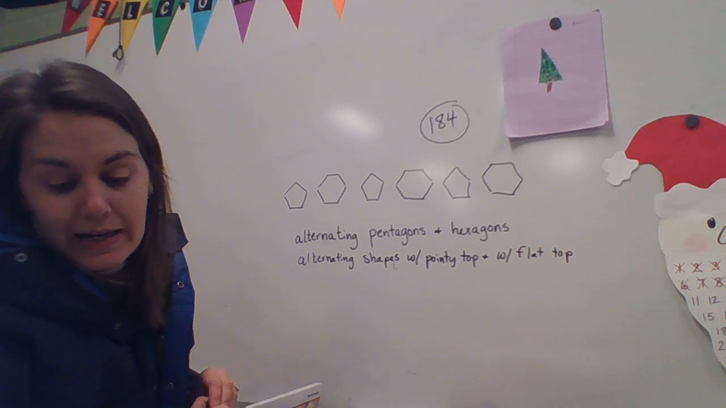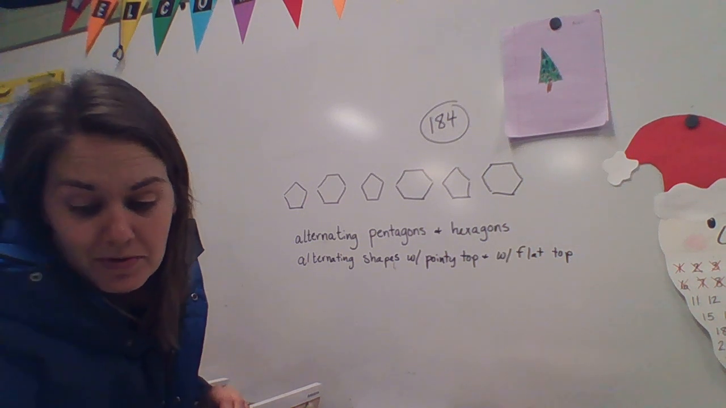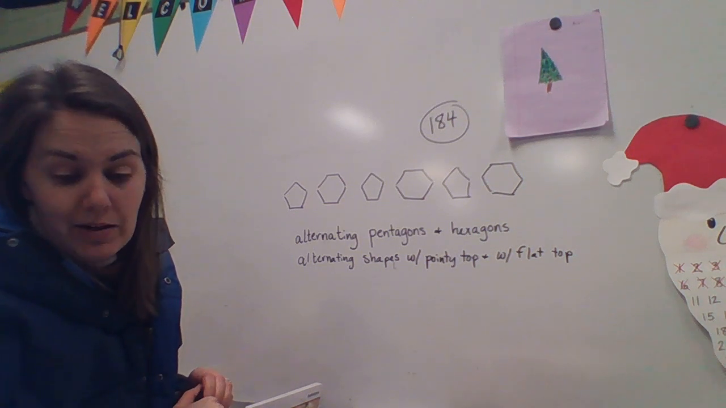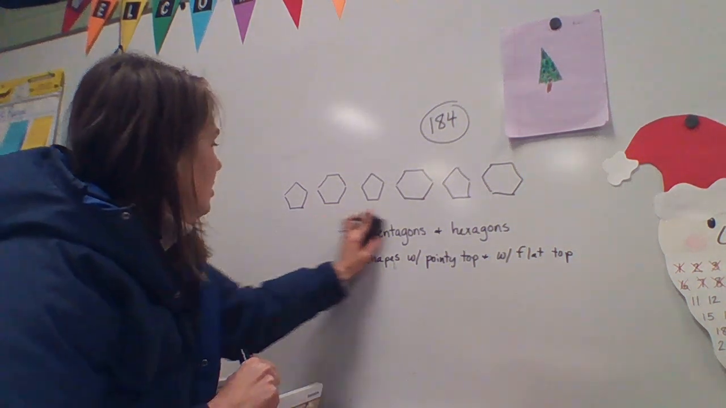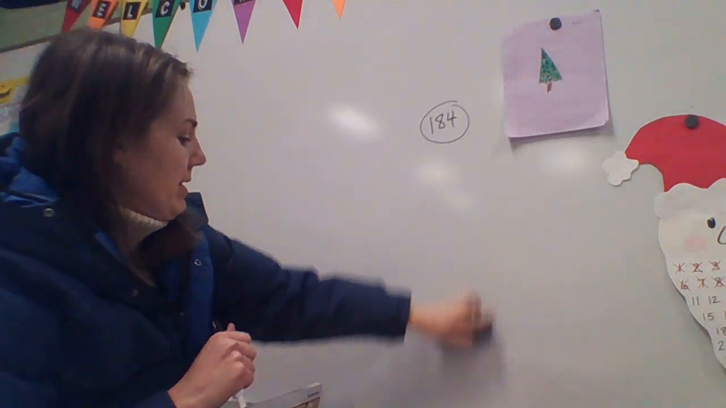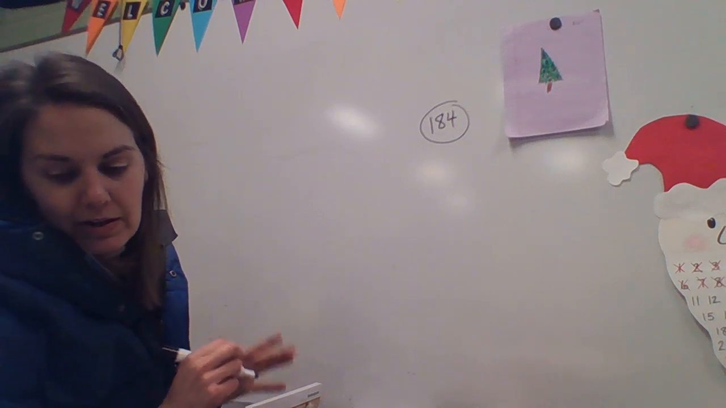All right, number 9 says the shapes in Sarah's pattern go back and forth between having an even number of sides and an odd number of sides. Which pattern is Sarah's pattern? So we have 4 options. Let's see which one works. So even number of sides alternating with an odd number of sides.